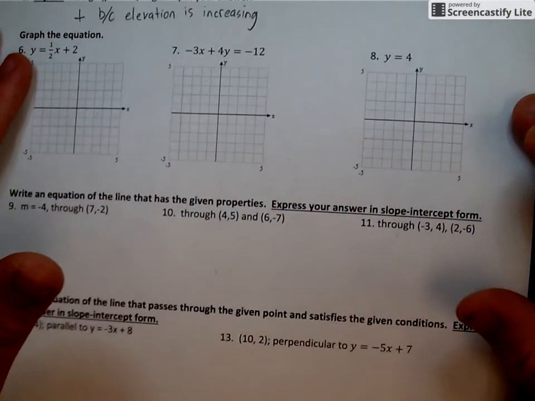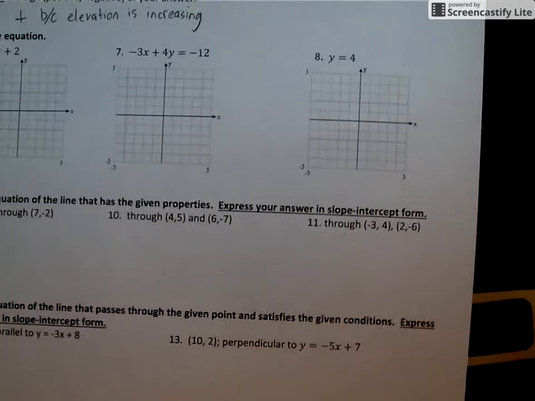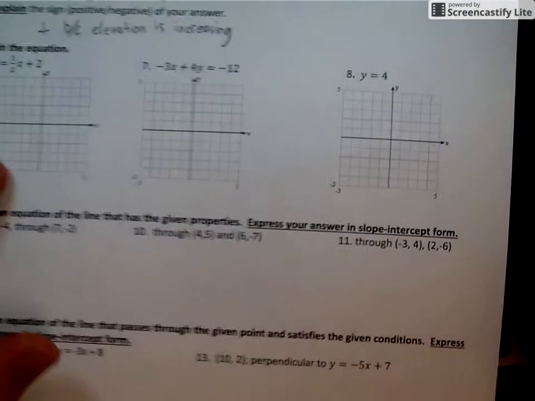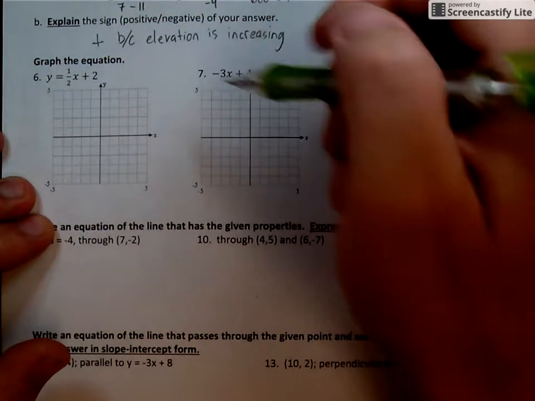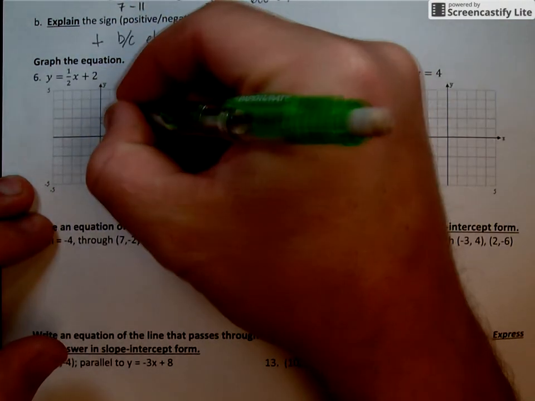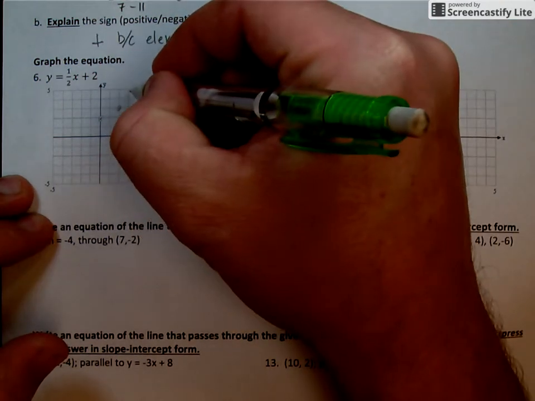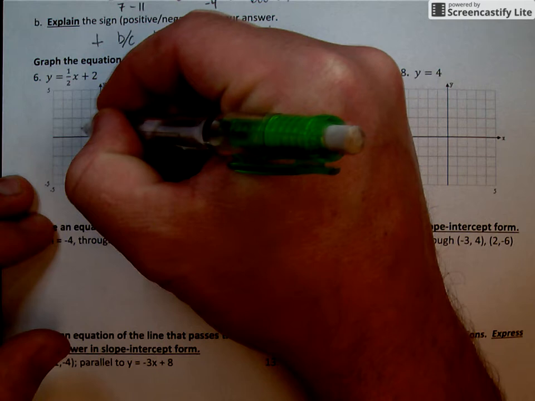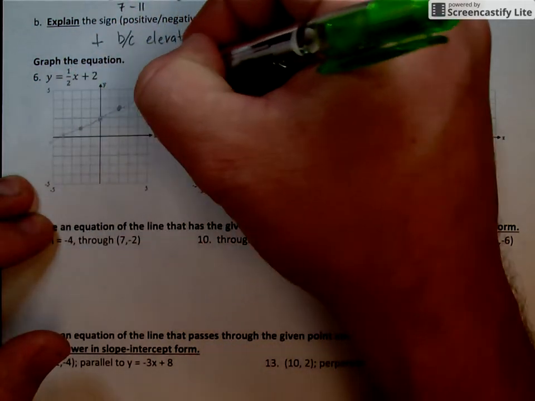All right, next, we're going to do some graphing. Okay, number 1, or 6 rather, it's slope-intercept form. So I start with the y-intercept of +2. Then do my slope, just rise over run, rise 1, run 2. You can do multiple points. Connect the dots.